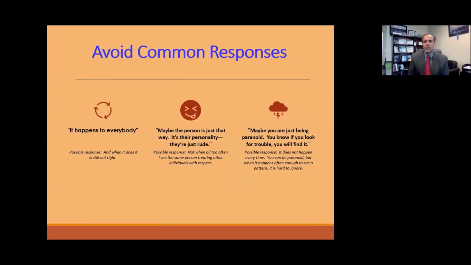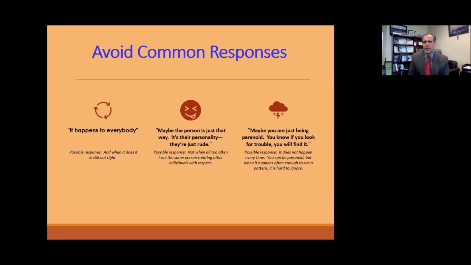When it comes to a diverse work environment, we need to avoid some of the common responses toward those individuals who claim that they have been discriminated against or they have suffered from a daily indignity or an unearned privilege. Sometimes people say, oh, it happens to everybody, don't worry about it. They didn't mean to discriminate against you. Maybe the person is just that way. It's their personality. Maybe they're just rude.